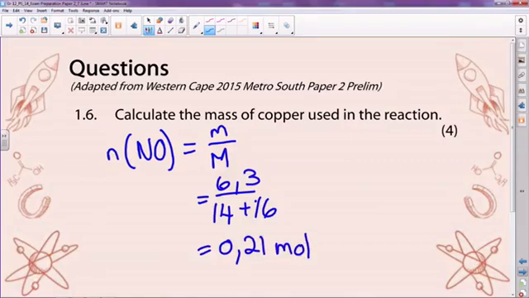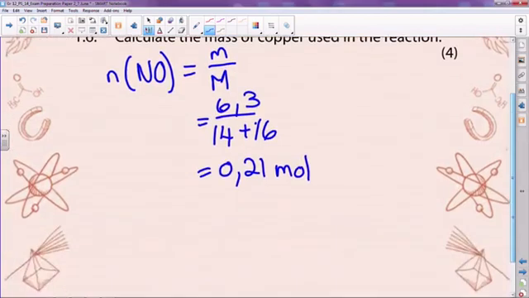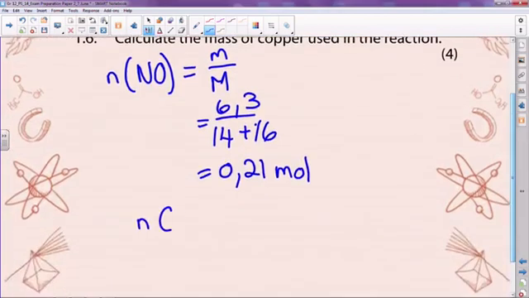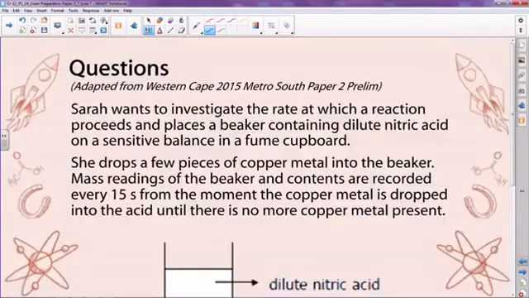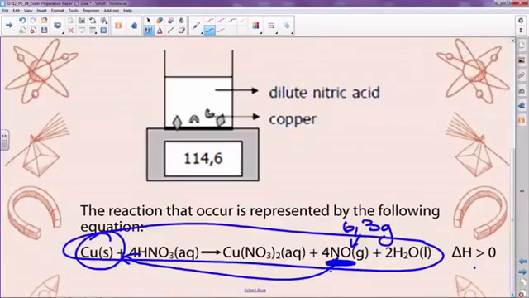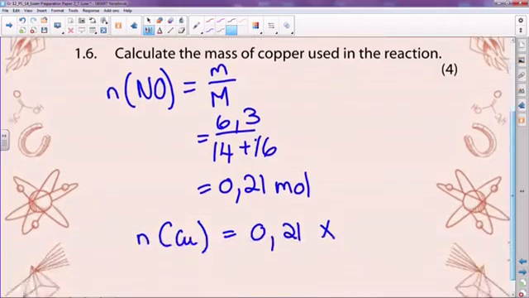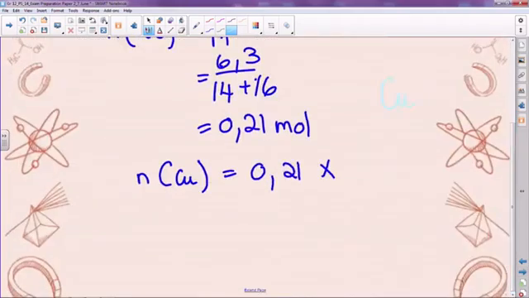Now, the whole point of this is to work out how much copper I'm going to have used. The number of moles of copper is going to be 0,21 times the mole ratio. So we go back here and we times it by the number of moles of copper that we want, which is a 1 from the copper, over how much nitrogen monoxide we have, which is 4. Let me put it this way, this might be easier for you to see where I'm going. If I go copper to NO, it's 1 to 4.